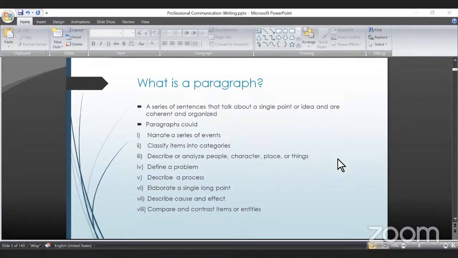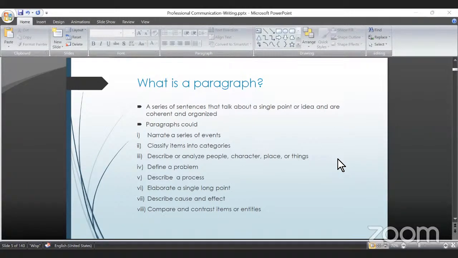Now, is it just a simple collection of sentences? Can any collection of sentences become a paragraph? What kind of collections of sentences become a paragraph? That is important for us to understand, right? Not just any collection of sentences, but that collection of sentences which talks about a single point or idea that are coherent and organized, right?